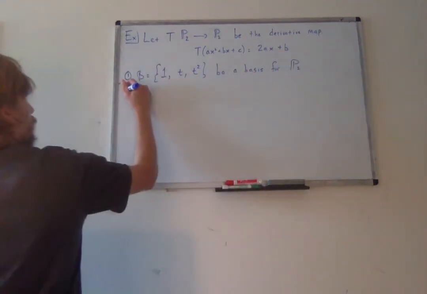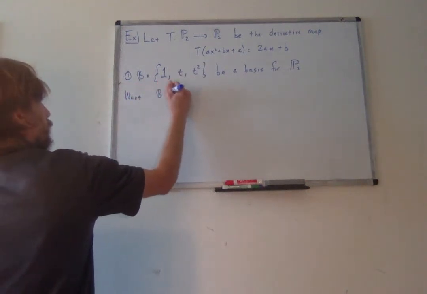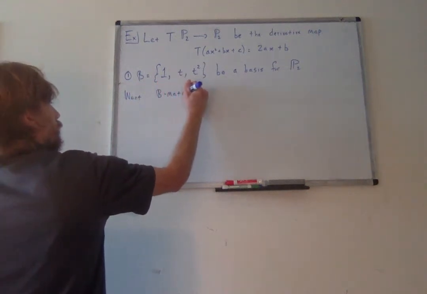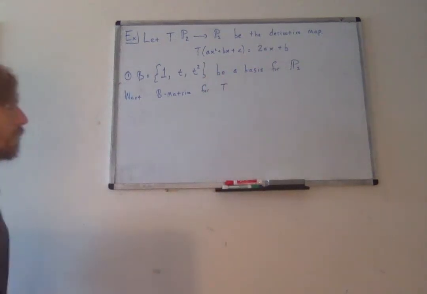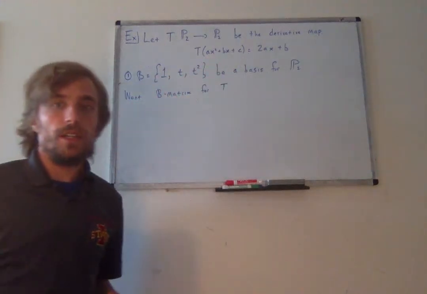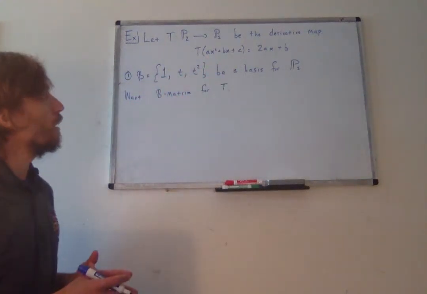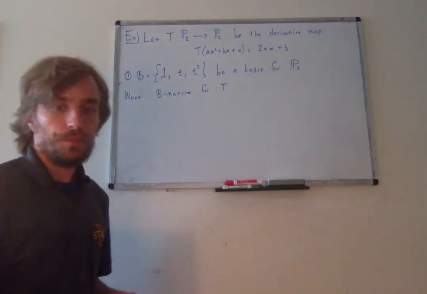And so what we want is the B matrix for T. All right, so that is the matrix which would take the B representation of any vector and send it to the B representation of its image.